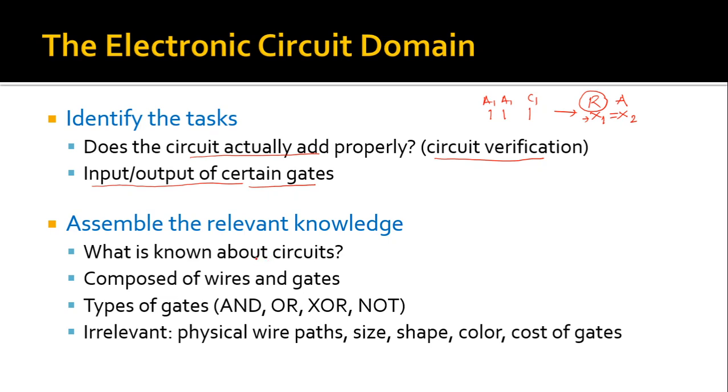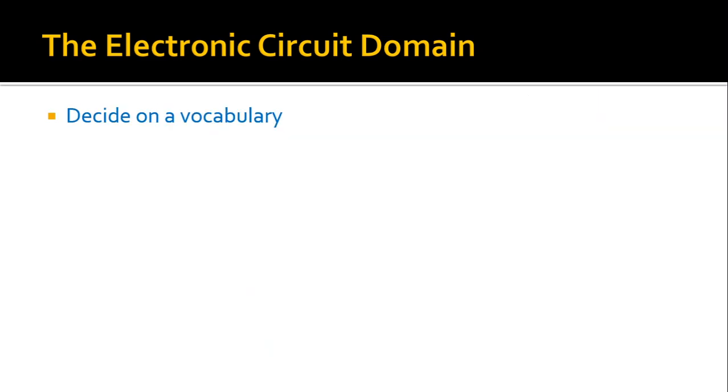Now the next step is to assemble relevant knowledge. So what do we know about the circuits? And of course we know that they are composed of wires and the gates, and there are different kinds of gates, like AND gate, OR gate, XOR gate, or NOT gate. Of course, needless to say that for this task, the physical parts or the size, shape, color, etc., they really do not matter. So they are irrelevant. We don't need to model them, right?